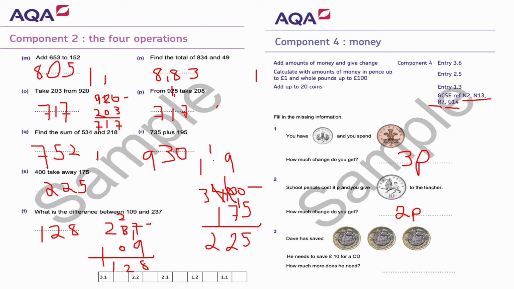Dave has saved £1, £2, £3. So he needs to save £10 for a DVD. How much more does he need to save? Well, the answer will be £7.